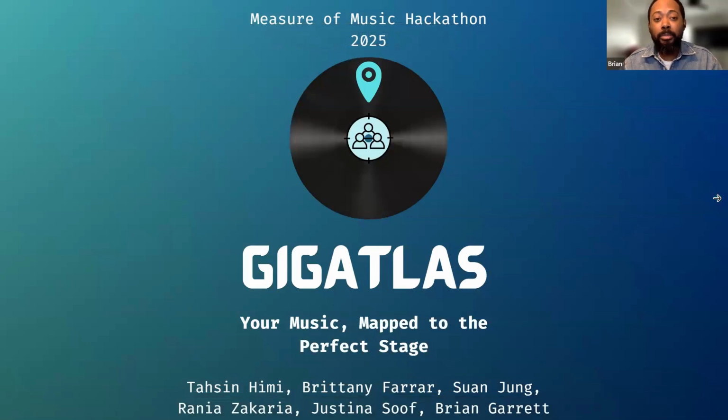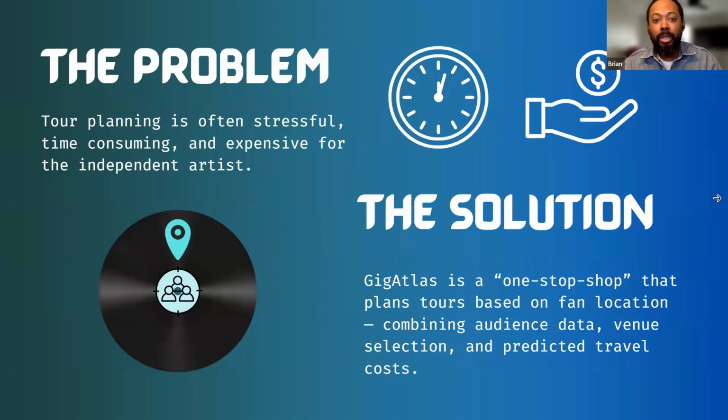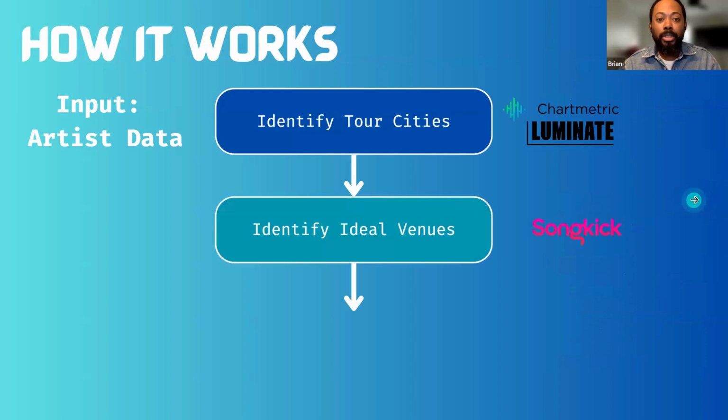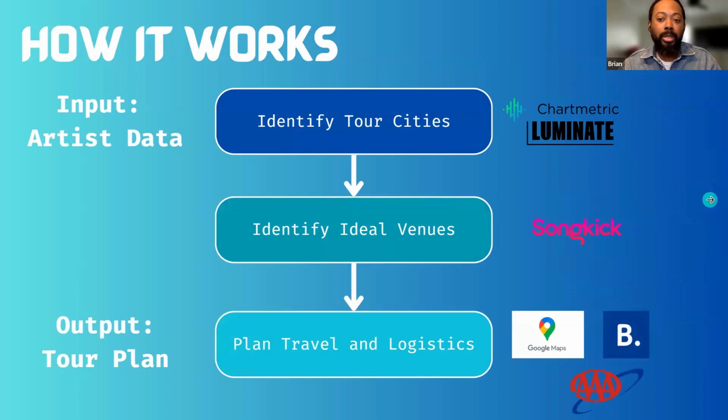How are you doing? We are Team Six, and the idea we came up with is GigAtlas, your music mapped to the perfect stage. Tour planning is often stressful, time-consuming, and expensive for the independent artist. So we created GigAtlas to help artists plan the most efficient, cost-effective, and fan-focused tours by integrating fan data with travel. Our process is to identify superfan locations using Chartmetric and Luminate, refine locations with Songkick, and optimize routes based on lodging and gas prices.